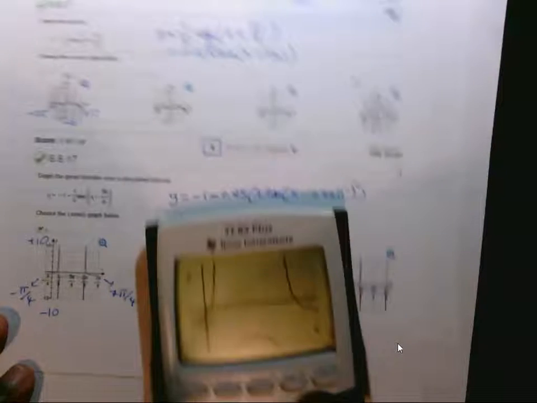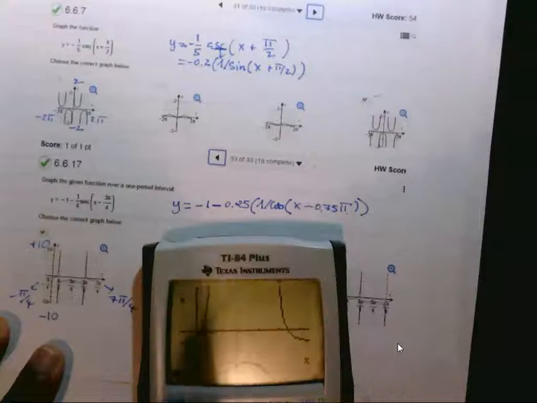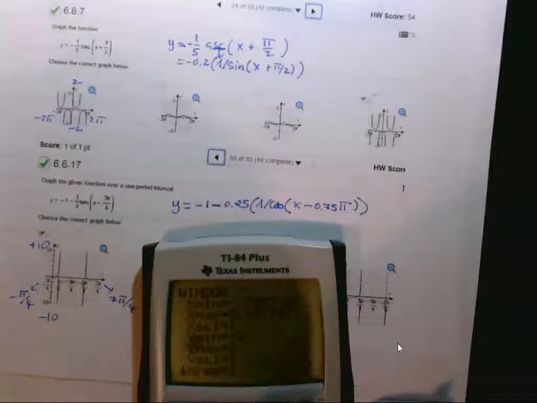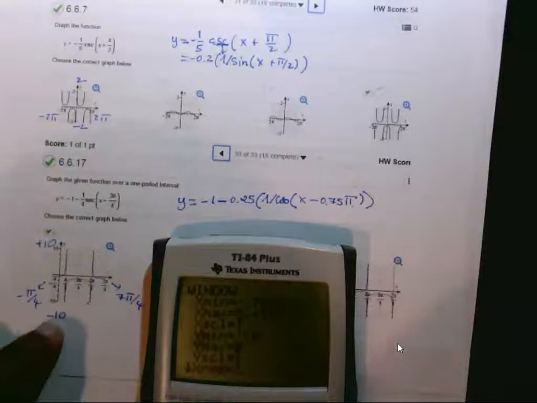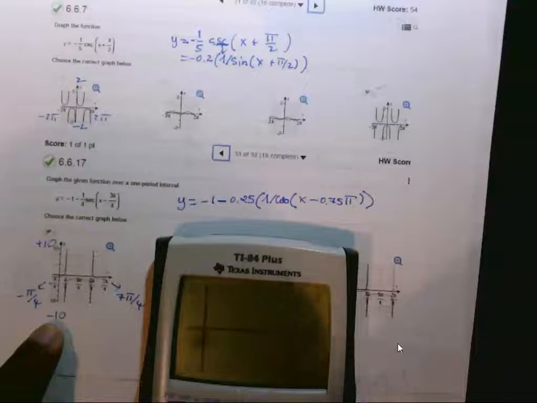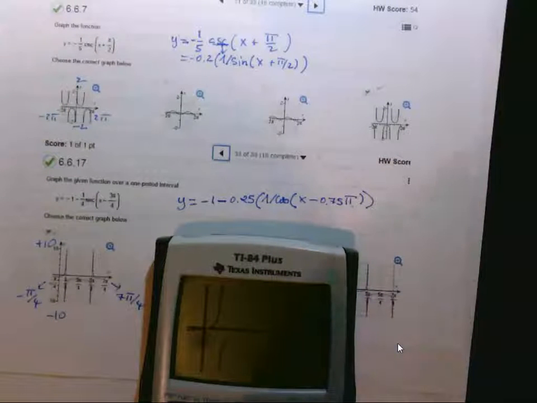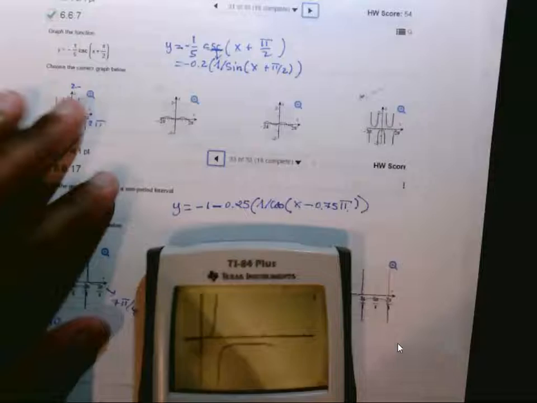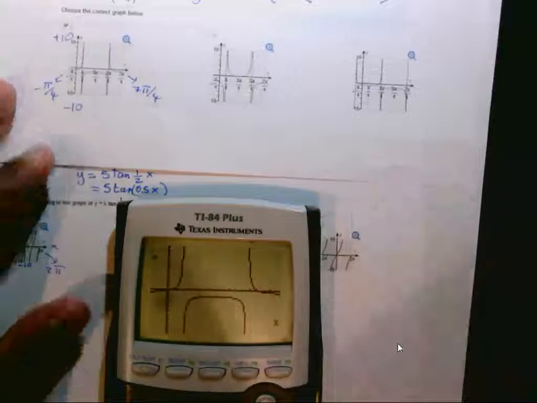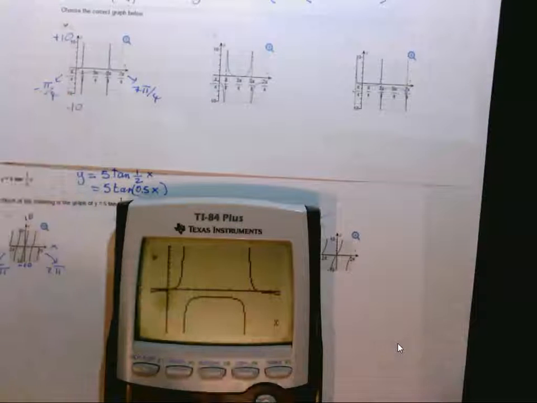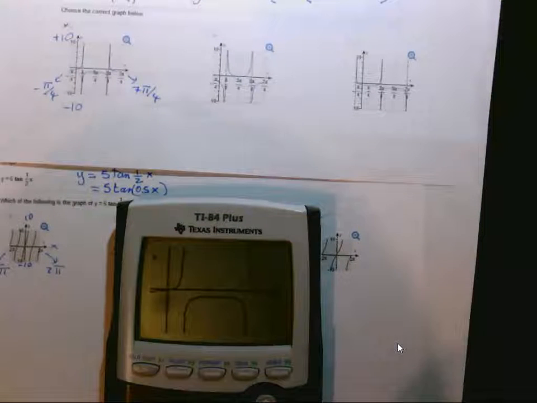And when I do so, I obtain, oh, I have to change my window, the y min and the y max. I forgot to do the y min and the y max. Negative 10, it goes from negative 10 to 10, enter, and then I graph, and that looks exactly like A, and you select this one. So that's basically how you graph those functions.